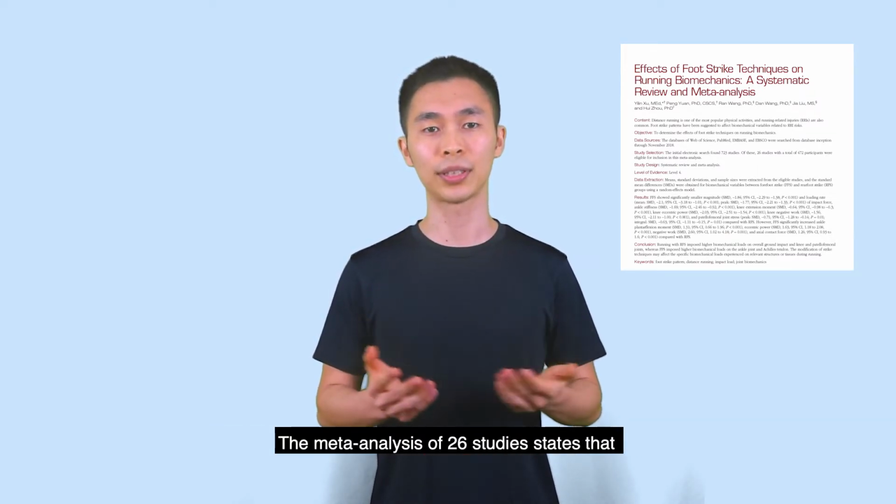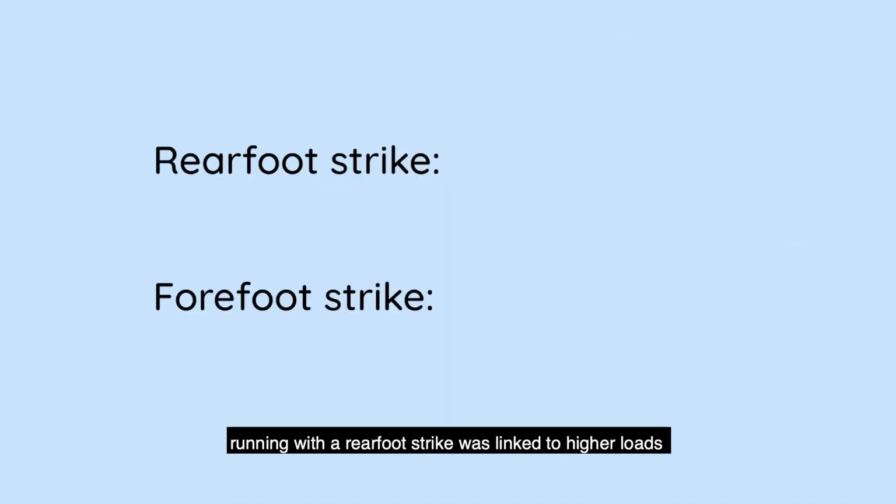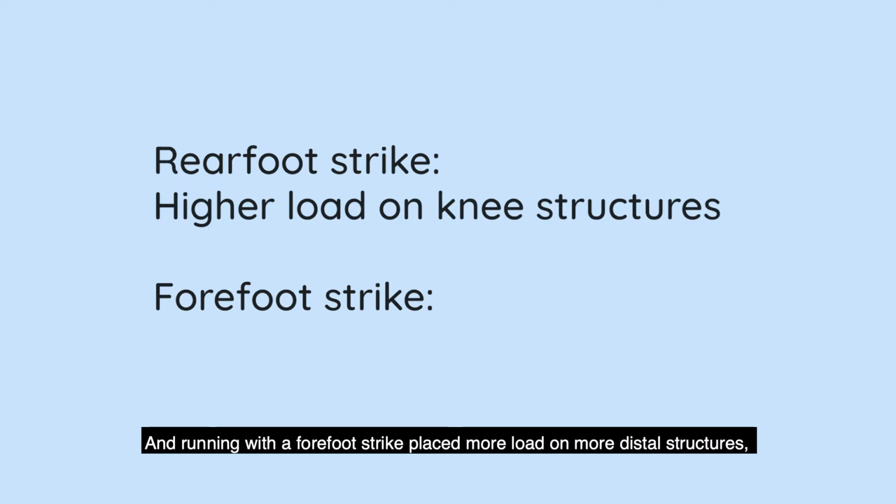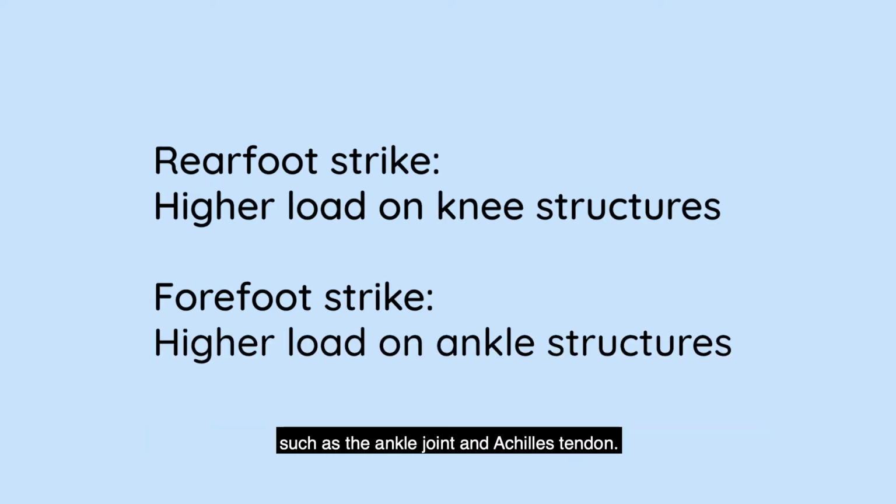Likewise, a more recent systematic review published in 2021 compares forefoot strike and rear foot strike. The meta-analysis of 26 studies states that running with a rear foot strike was linked to higher loads on structures or tissues around the knee joint, and running with a forefoot strike placed more load on distal structures such as the ankle joint and the Achilles tendon.